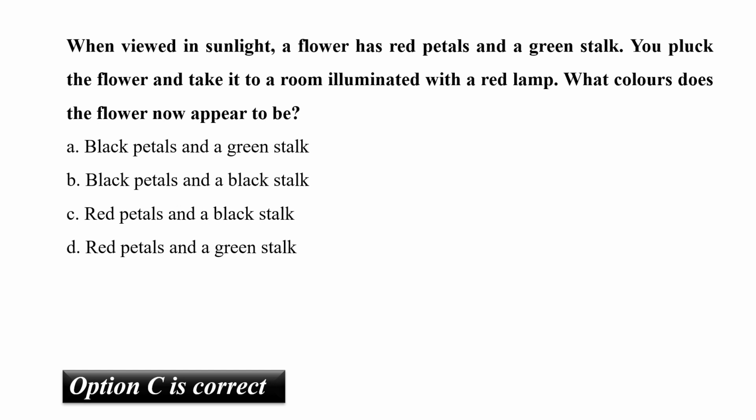This is because when white light is incident on a red object, all other colors of the spectrum are absorbed while the red color is reflected back. Now, if the incident light is itself red in color, all the red light is reflected. Thus the petals will appear red. But when red light is incident on objects of any other color, all the light is absorbed and the object appears black. So the stalk will appear black.